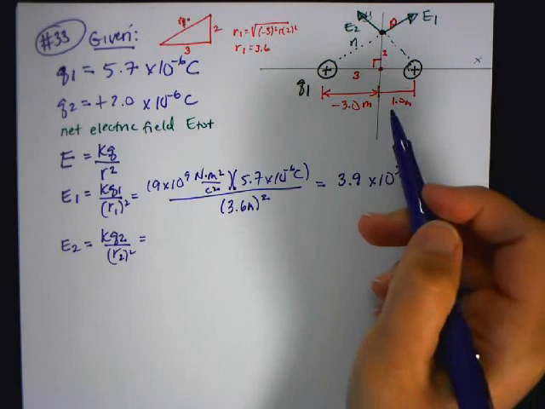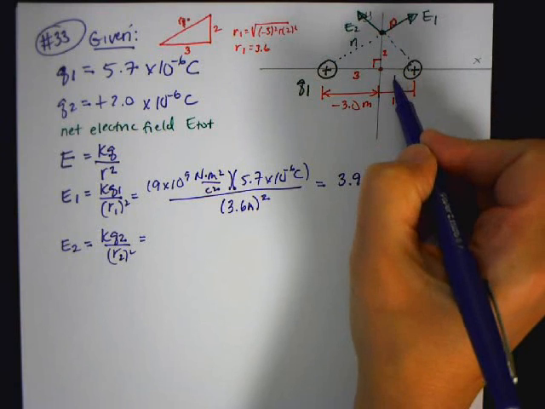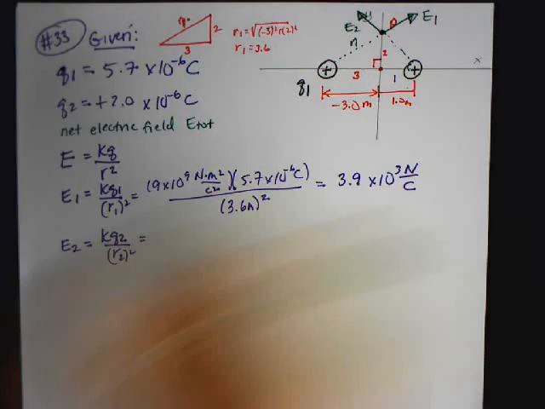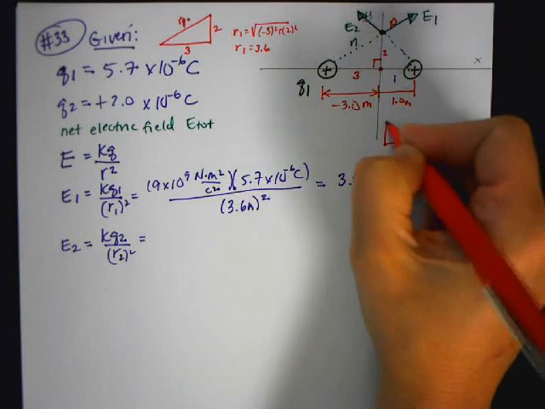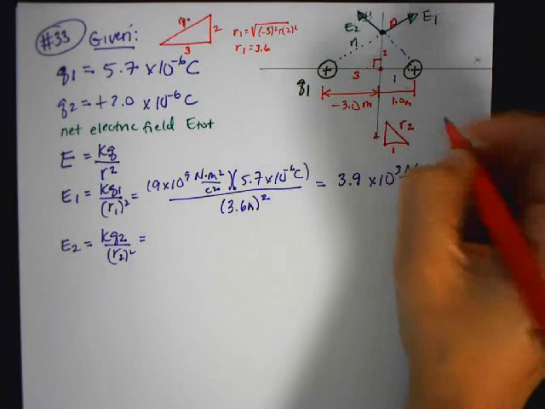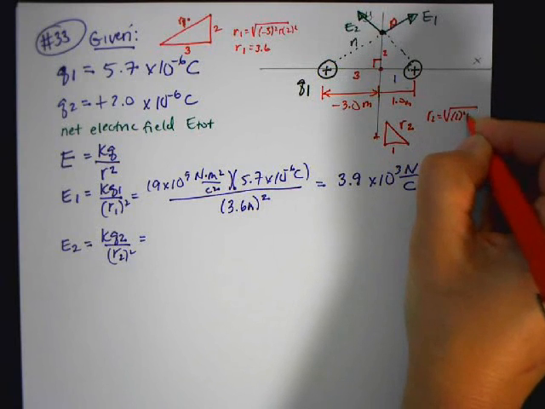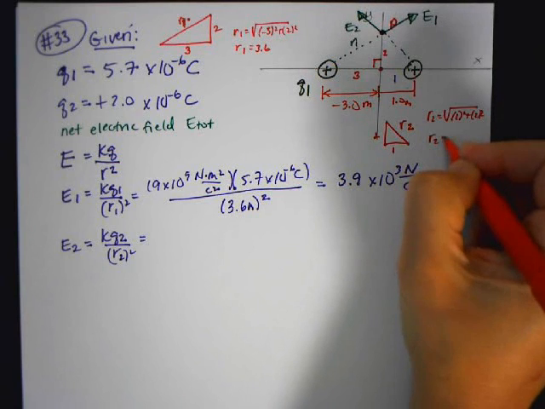Now what's R2? Well, I have another triangle here. I know this is 1 and this is 2. Can I find the hypotenuse? So I'll do that little one to the side. Here's my right triangle. This is R2. This is 1 and this is 2. So R2 is equal to the square root of 1 squared plus 2 squared. So R2 comes out to be 2.2.